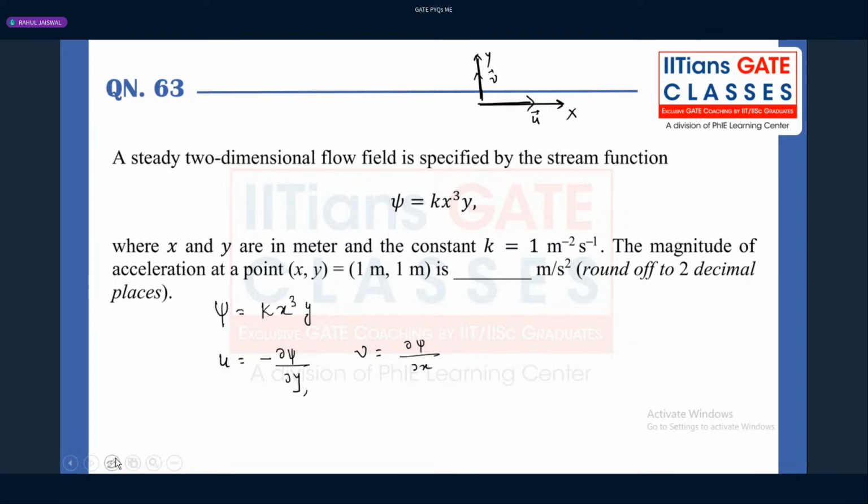And remember, the stream function is only valid for 2D flow, not for 3D flow. So coming back to here, how to find the velocity component, guys? Minus dou by dou y of k x cube into y. So if you try to differentiate, what you can get, guys? k x cube. What is the value here? k x cube into y, right?